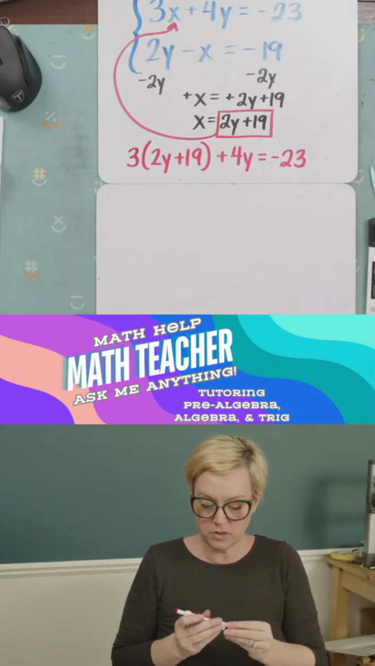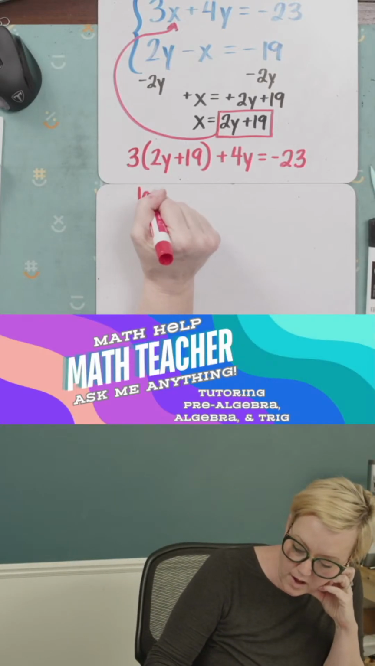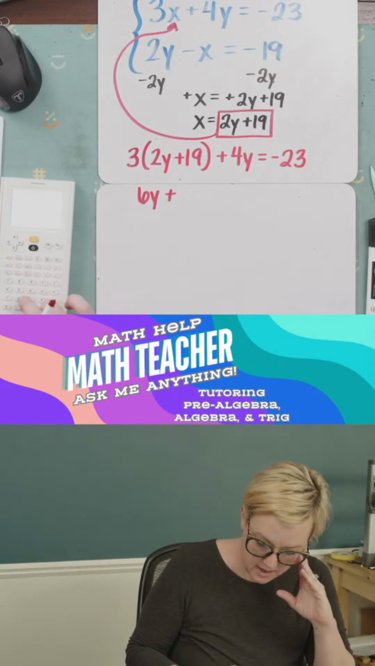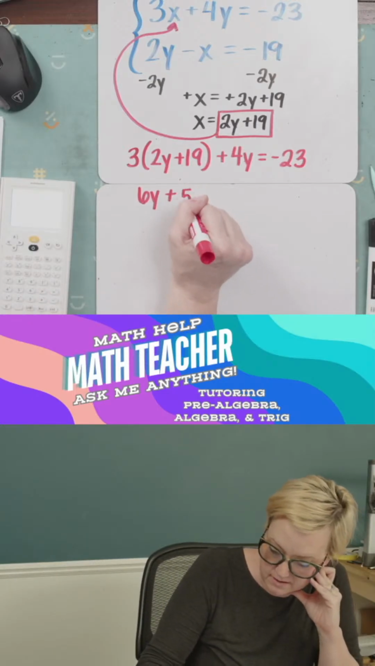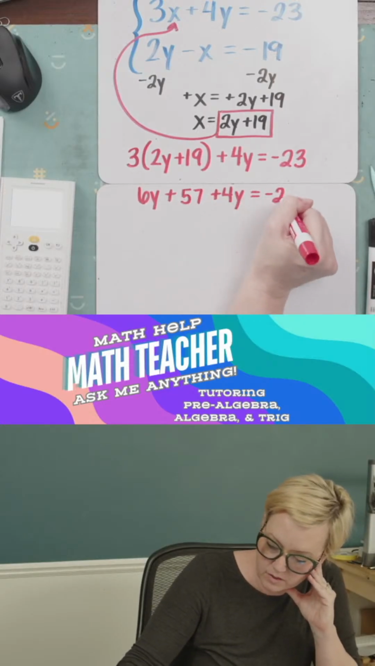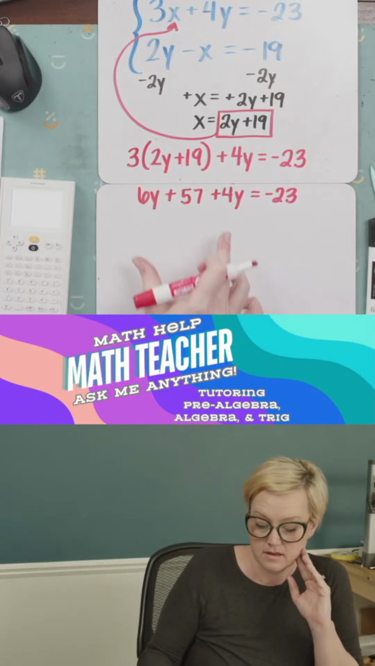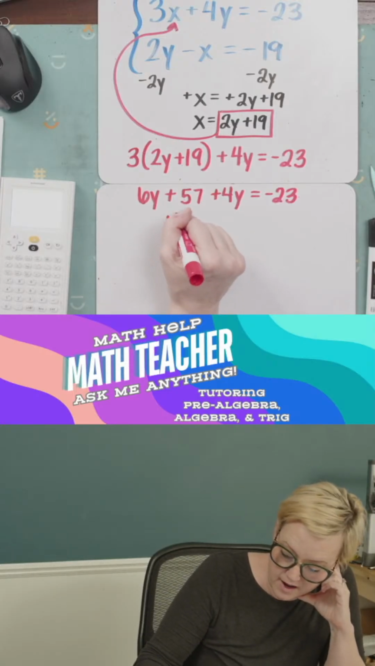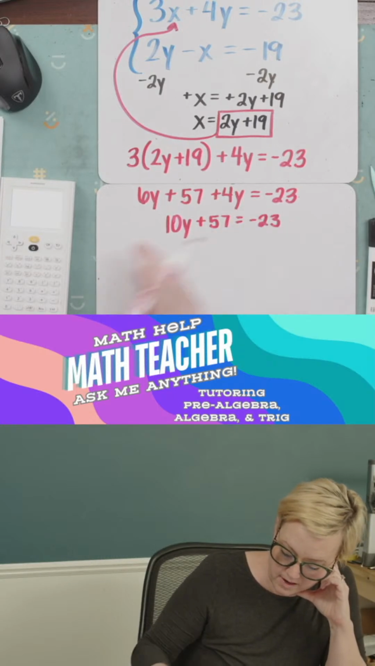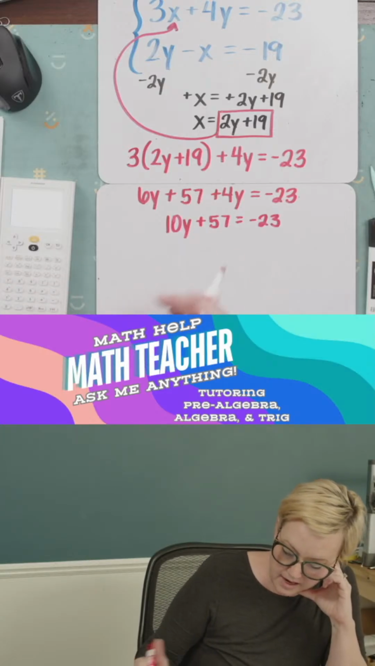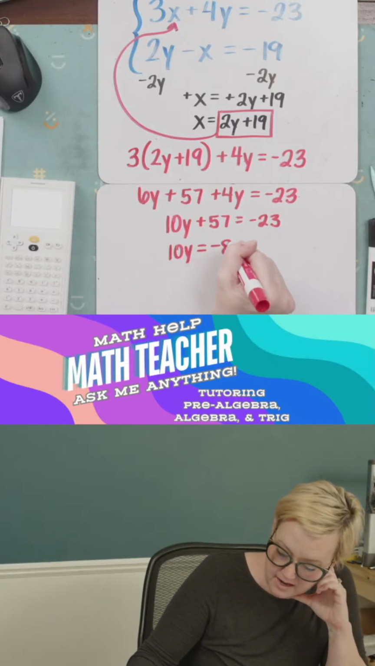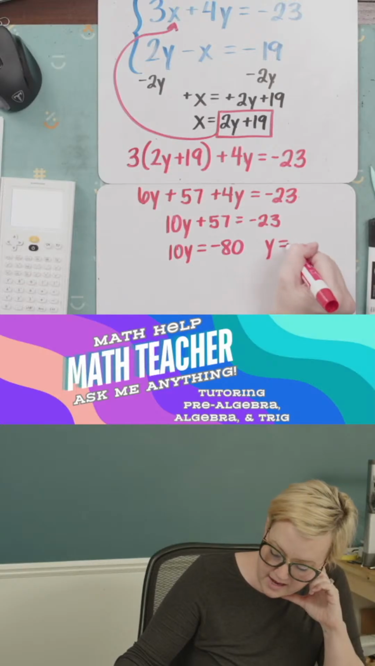So I'll distribute the 3 and get 6y plus, let's see, 19 times 3 is 57, plus 4y equals negative 23. Combine the y's, so I get 10y plus 57 is negative 23. Negative 23 minus 57 is negative 80, so I've got 10y equals negative 80, so y equals negative 8.